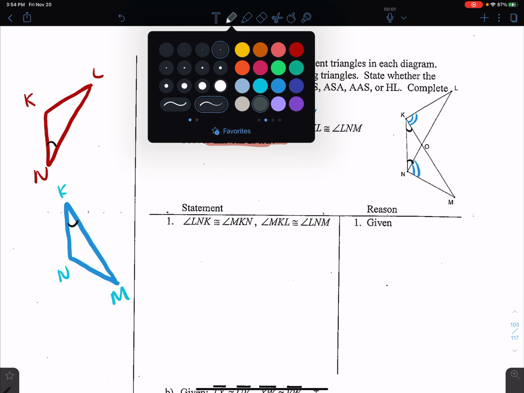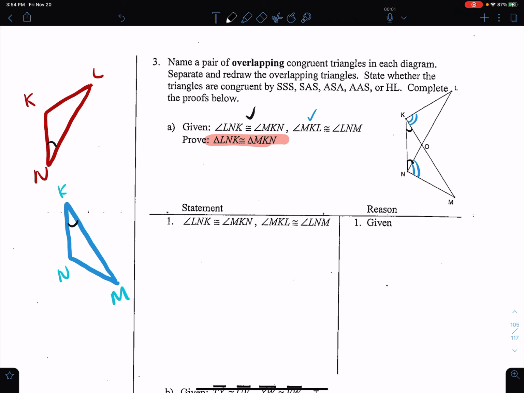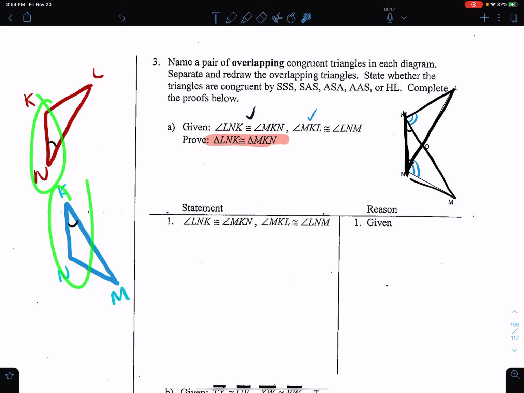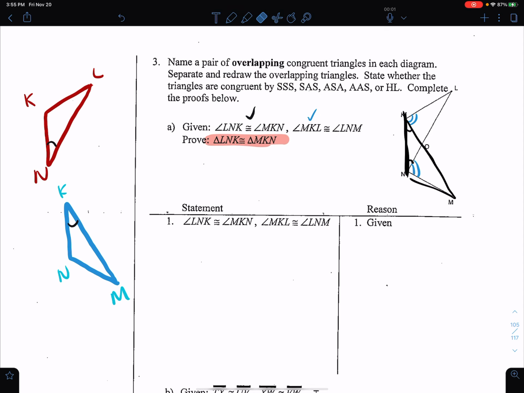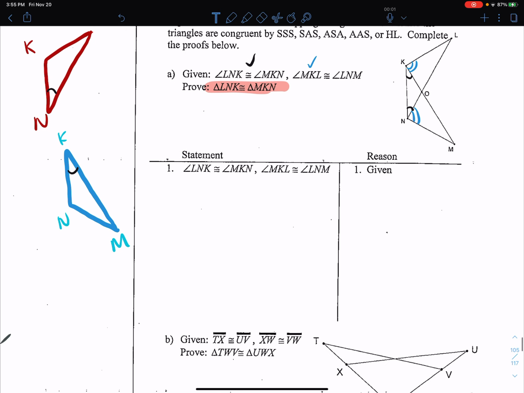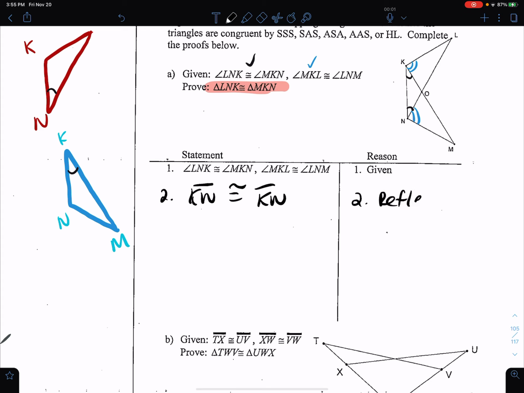Now, with overlapping triangles, one of our best tools will be noticing that they share a side length, right? I can see it here in black when they overlap, or I can see it in this image here. They both have side length KN. The side that they share should be congruent. So we'll make the statement that in both of these triangles, we see side KN, and we know that side KN is, of course, congruent to itself by the reflexive property. What we noticed today, the new skill, is just separating the triangles.